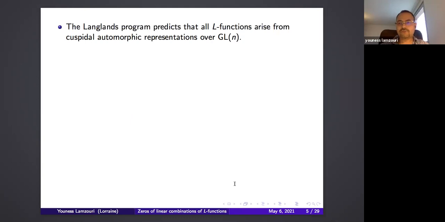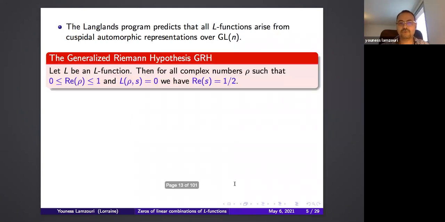So the most important problem for L-functions is, of course, the generalized Riemann hypothesis, the GRH, which predicts that if you have an L-function, all complex zeros inside the critical strip, the strip with real part between zero and one, all lie on the critical line, the line of symmetry, real s equals 1/2.